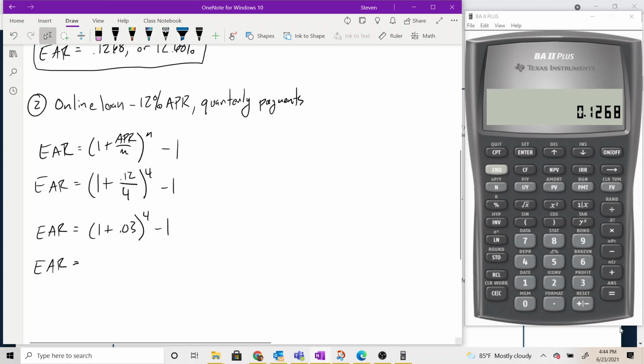All right, let's plug that into the calculator and see what we get. 1 plus 0.03 is 1.03. Want to raise that to the 4, so y to the x, 4, equals, and then minus 1. Okay, so as a decimal, the effective annual rate is 0.1255, or 12.55%.